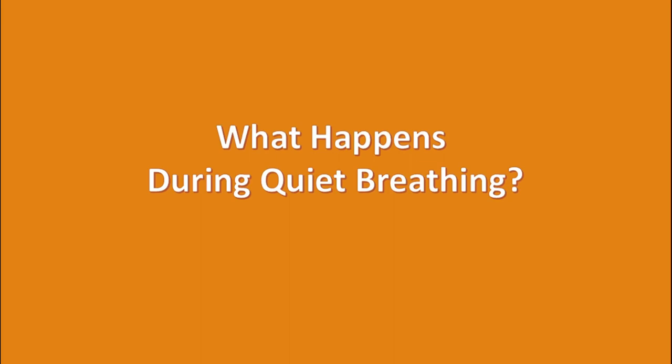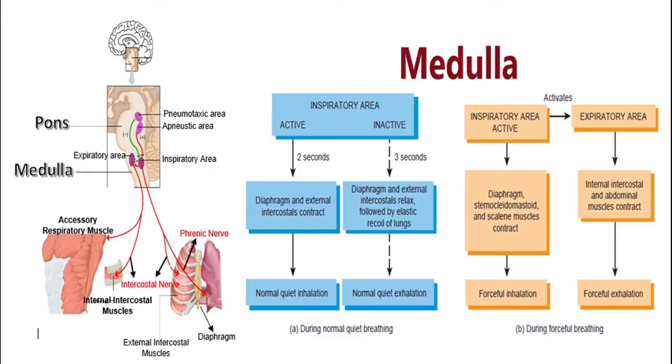Now, let's have a look at what happens during quiet breathing. So, medulla contains inspiratory area and expiratory area. While the inspiratory area is active, it generates nerve impulses for about 2 seconds. The impulses propagate to the external intercostal muscles via intercostal nerves and to the diaphragm via the phrenic nerves. When the nerve impulses reach the diaphragm and external intercostal muscles, the muscles contract and inhalation occurs.